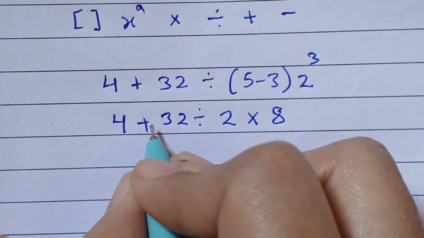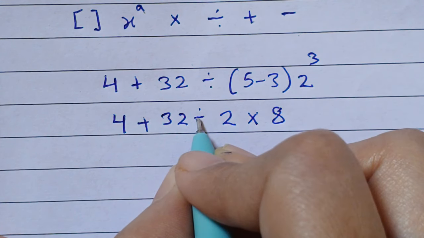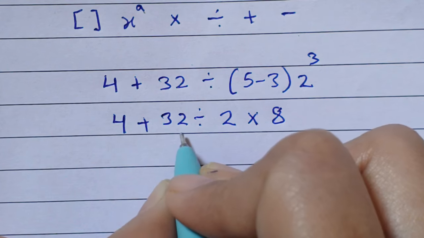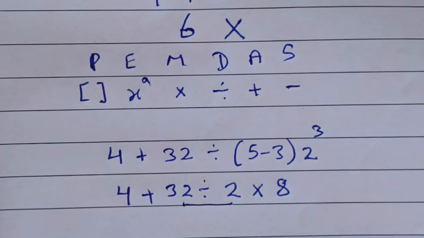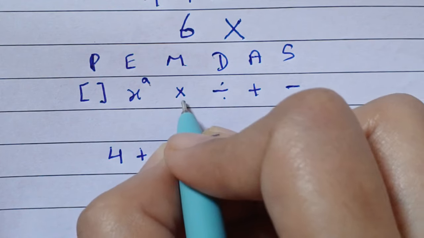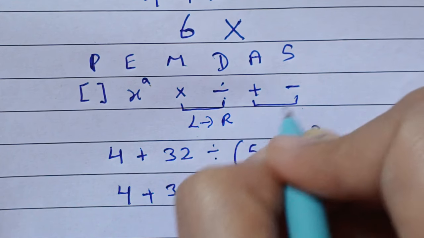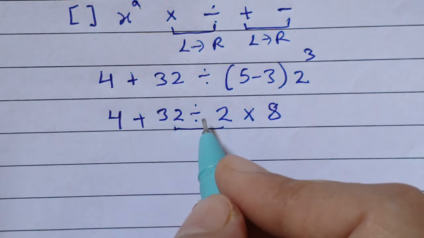Then next, here addition, division, multiplication is there. So as you know, division and multiplication both have equal priorities. Therefore, go from left to right. First, we'll solve this part. In the PEMDAS rule, one thing you have to remember: multiplication and division both have equal priorities. Therefore, go from left to right. Same for addition and subtraction. Therefore, first we'll solve this division part.